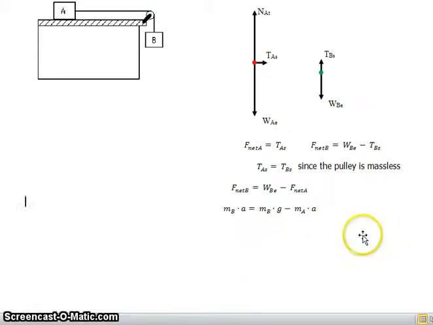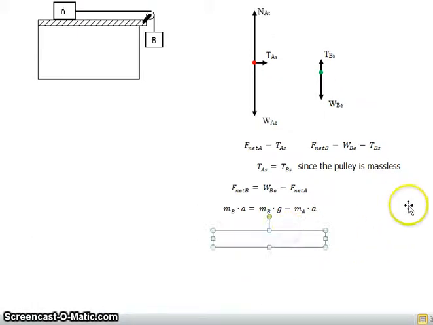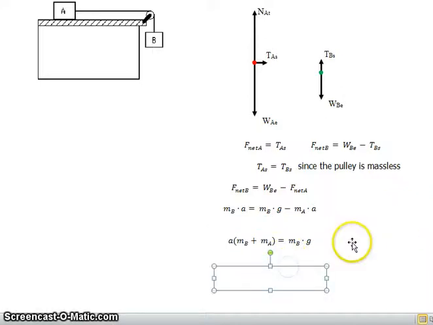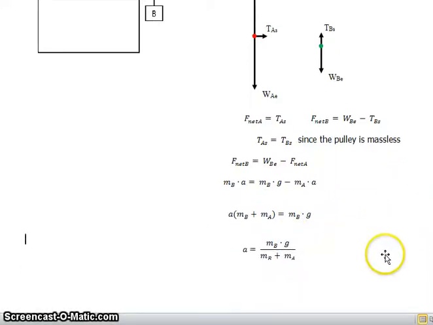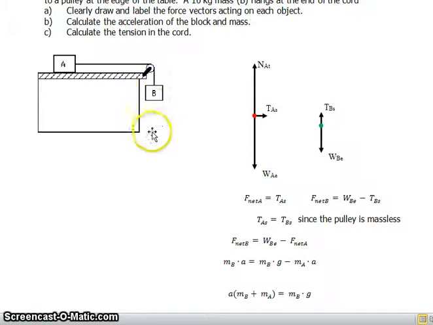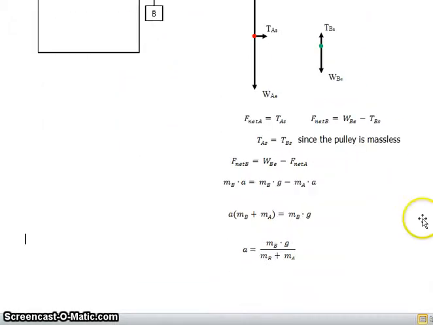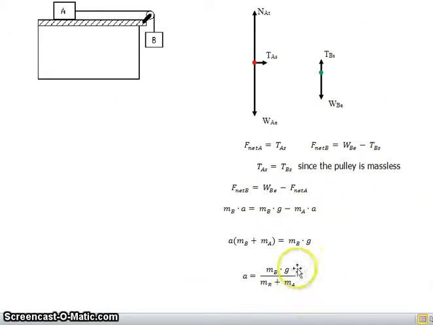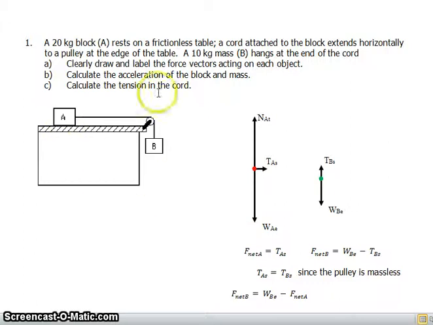I'm going to rearrange this to solve for the acceleration. And what I get when I do that is the mass of B times the gravitational field strength divided by the sum of the two masses. Realize this is our mathematical model for net force. It's the net force, which in this case, if you're looking at this, object B provides that net force, divided by the sum of all the masses, the total inertia.